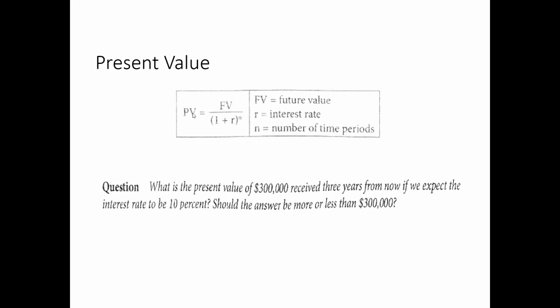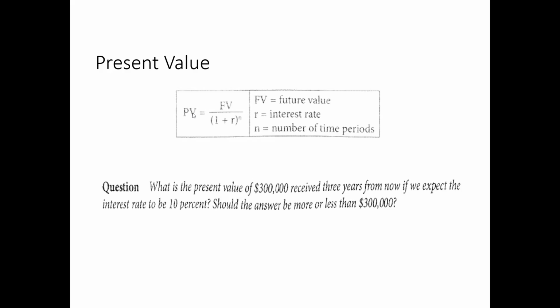It will be more than 300,000, right? Okay, you are saying, how did you calculate? Is the 10% yearly? It was asking what was the present value of $3,000 received 3 years from now if we expect the interest rate to be 10%. This is overall one time 10%. Yes, the interest rate is 10%.